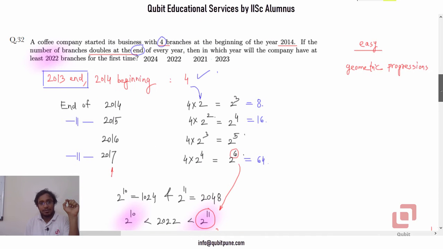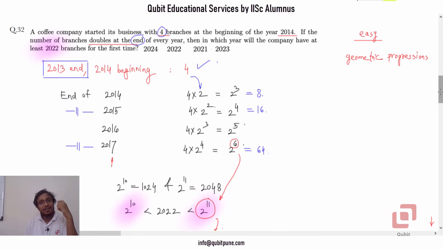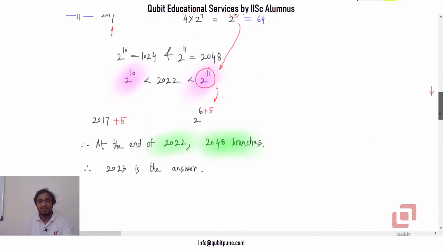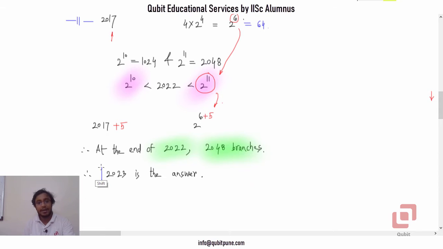Now let's return to the question. It is saying, in which year will the company have at least 2022 branches for the first time? So if it is at the end of 2022, definitely 2022 is not the year that we should mark. It's the next year, right? So the correct answer is 2023 and not 2022.